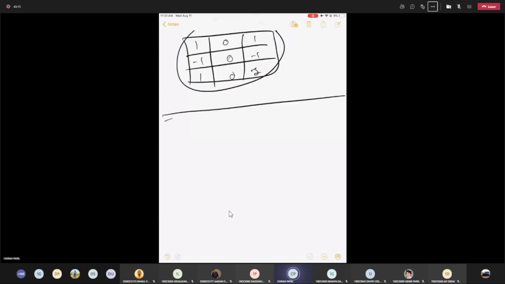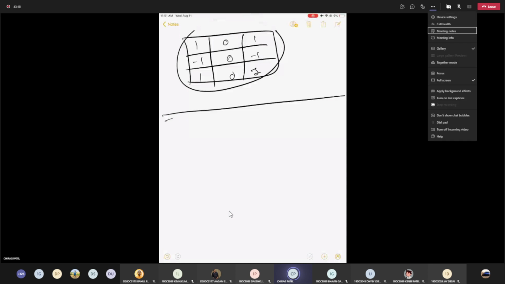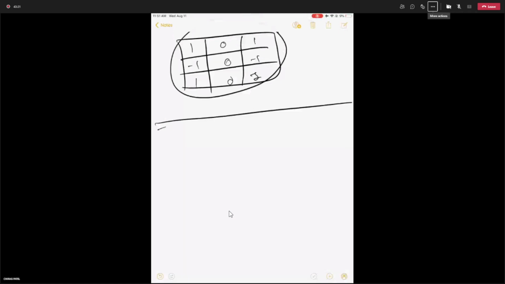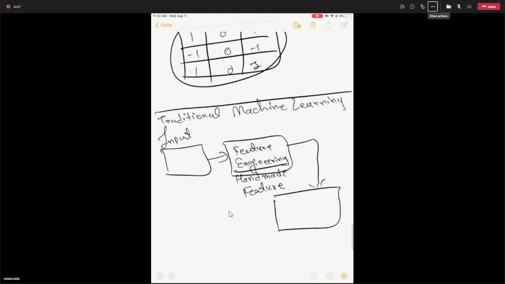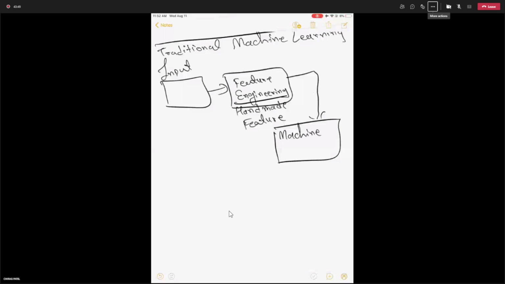In your traditional machine learning, the process is like this. Your input, then this is feature engineering, which means handmade features. Then you have your classification algorithm. Here you can see your machine learning algorithm. And over here you have your label.